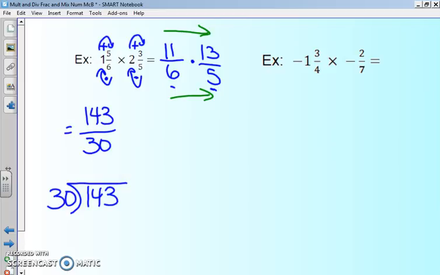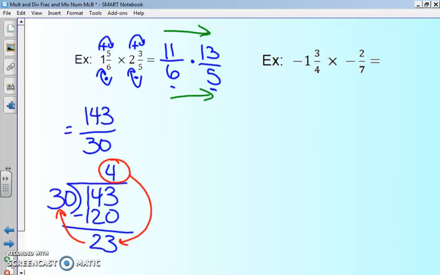If you don't have to use long division, you can do it with mental math. If not, long division is the way to go. So 30 goes into 143 4 times. And so 4 times 30 is 120. I'm going to subtract, and I get 23 as my remainder. So my mixed number is going to be 4 and 23/30. So 4 and 23/30 is my final answer because 23/30 cannot be simplified.